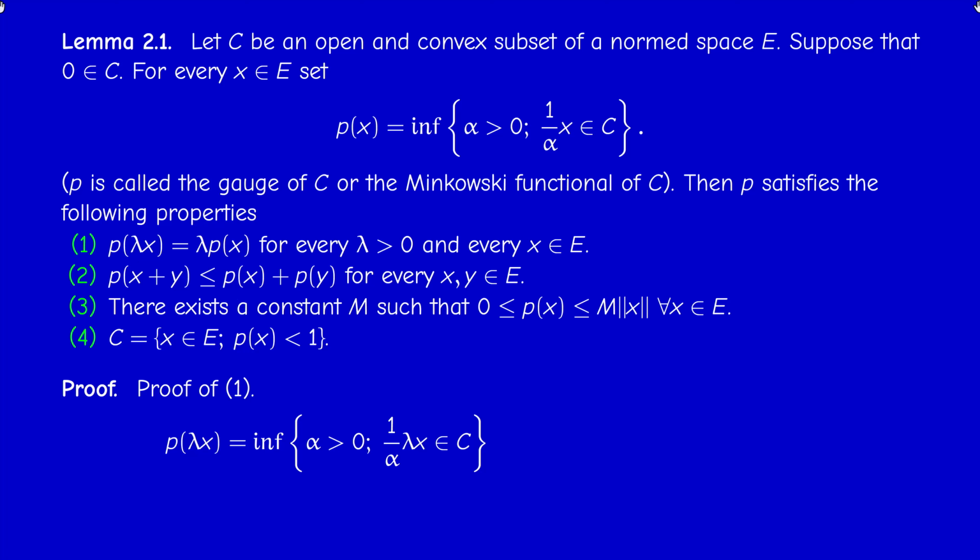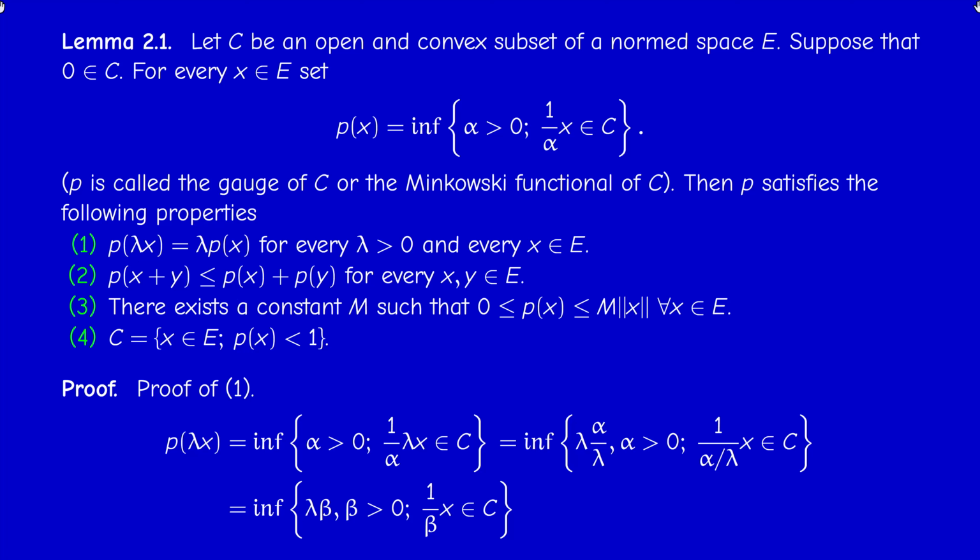So we go back to the definition. So we write p of lambda x is the infimum of the set of positive numbers alpha such that 1 over alpha times lambda x belongs to C. Now, you can write it as lambda over alpha x, or if you like, 1 over alpha over lambda. And the alpha, we can write it as lambda times alpha over lambda. And now we do a change of variables, if you like. So if you put alpha over lambda equal beta, it's the infimum of lambda beta, beta positive, such that 1 over beta x belongs to C. And since lambda is a constant, you can put it outside the infimum, as you may check. Okay. So when we put it outside, we get precisely lambda p of x. Okay, so this is really trivial. So this is positive homogeneity.